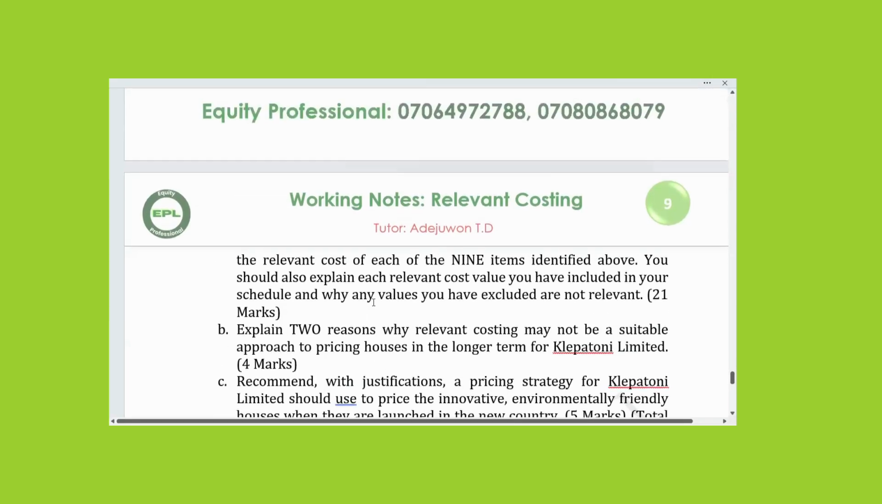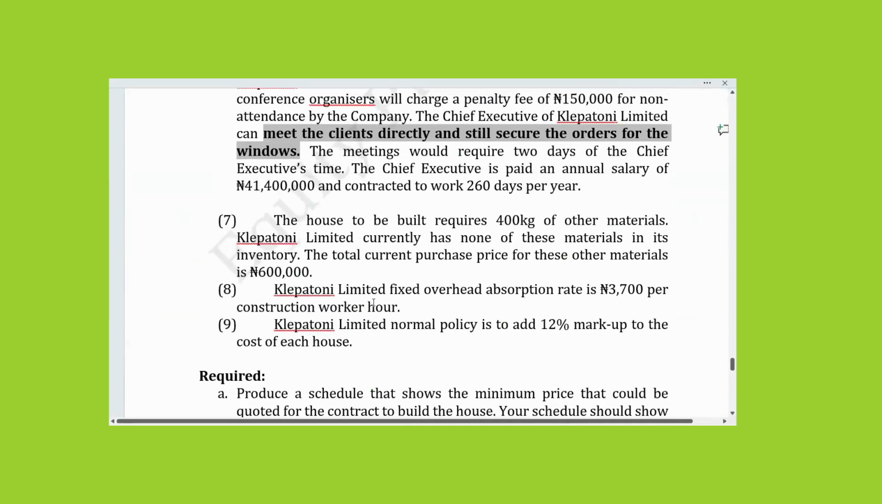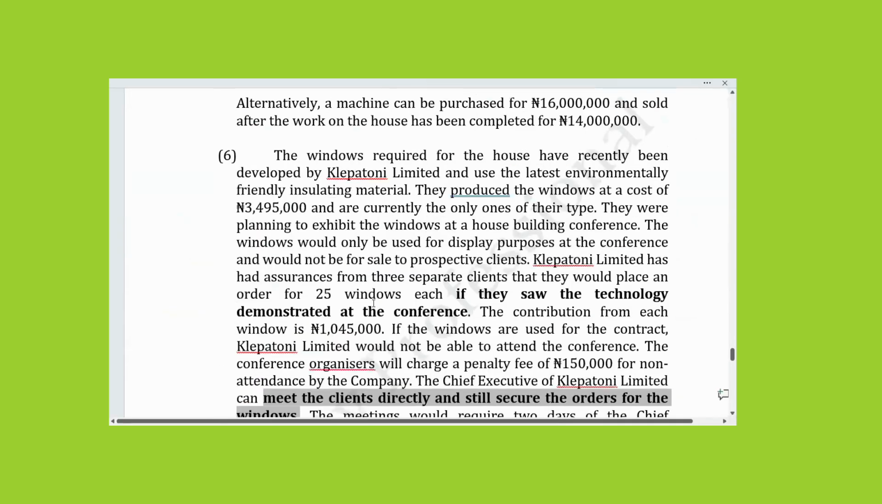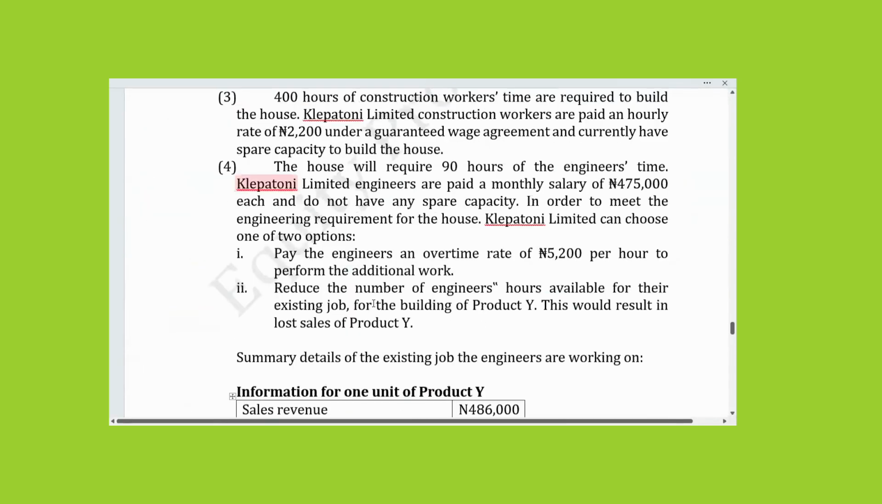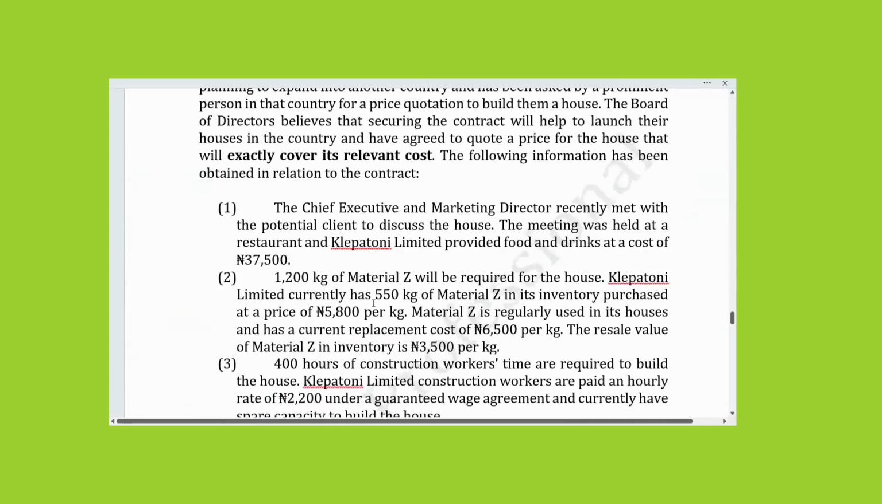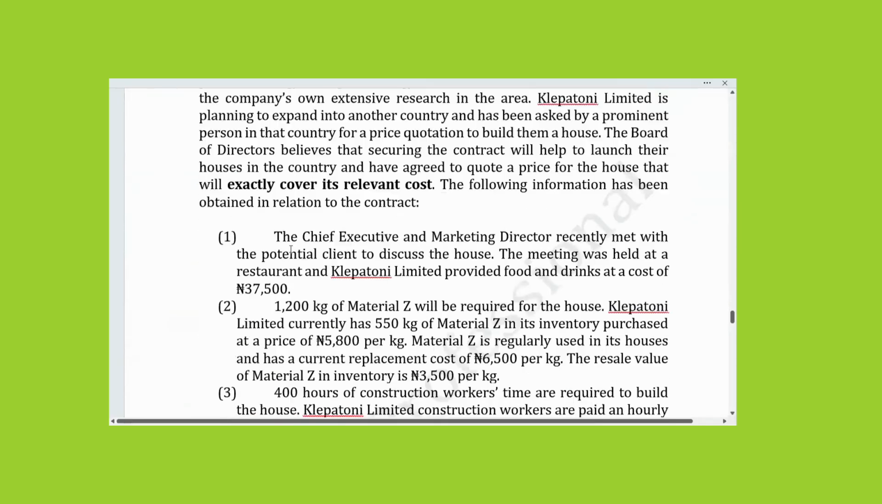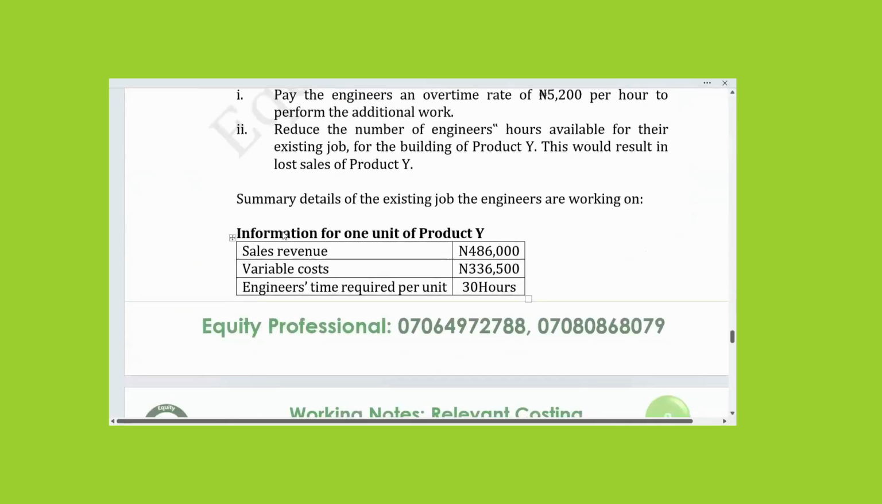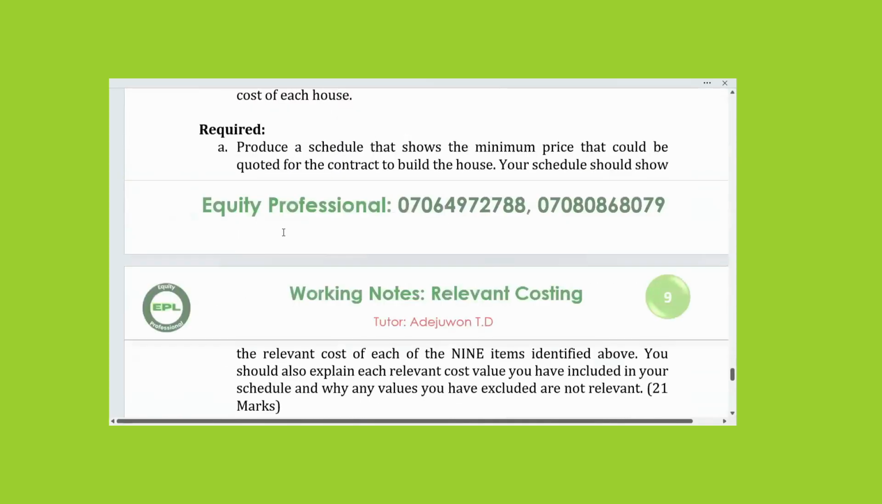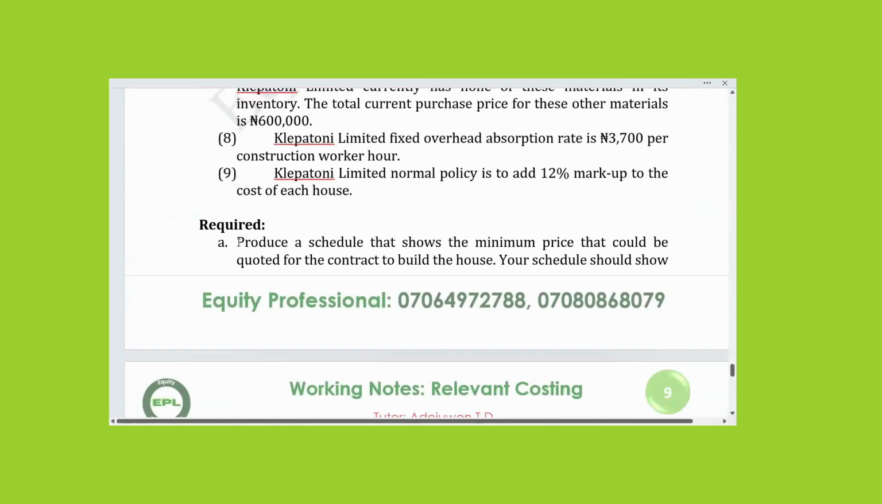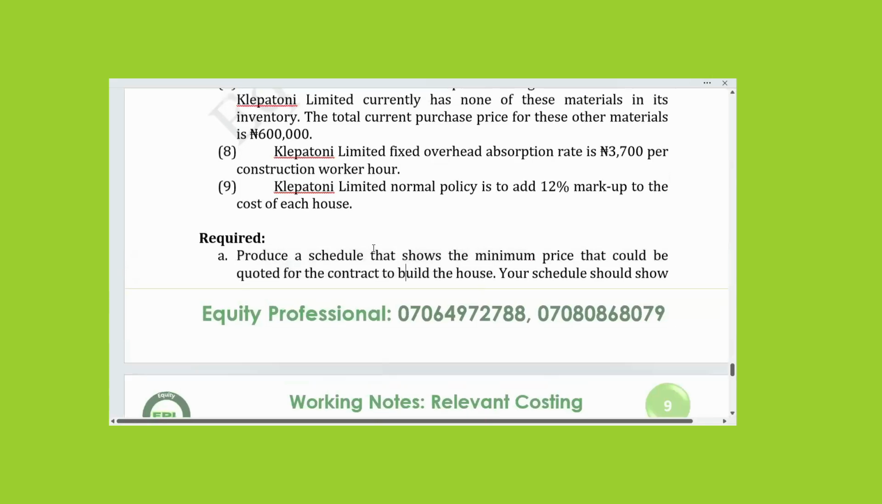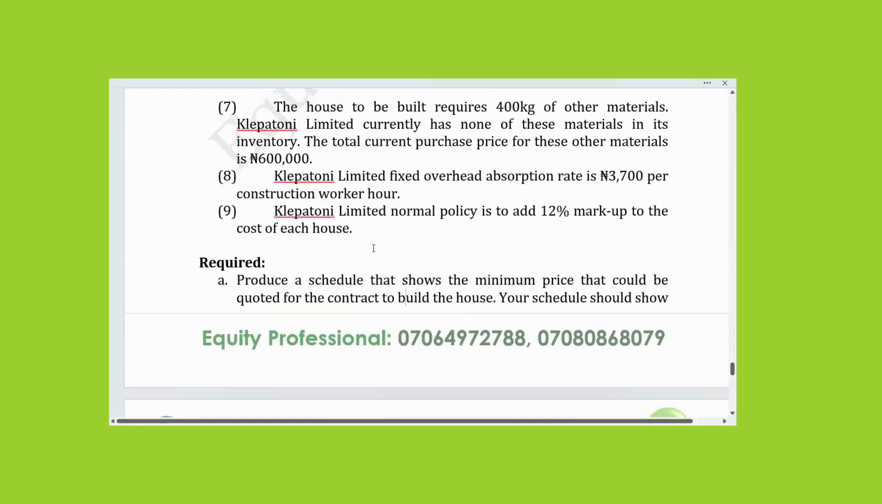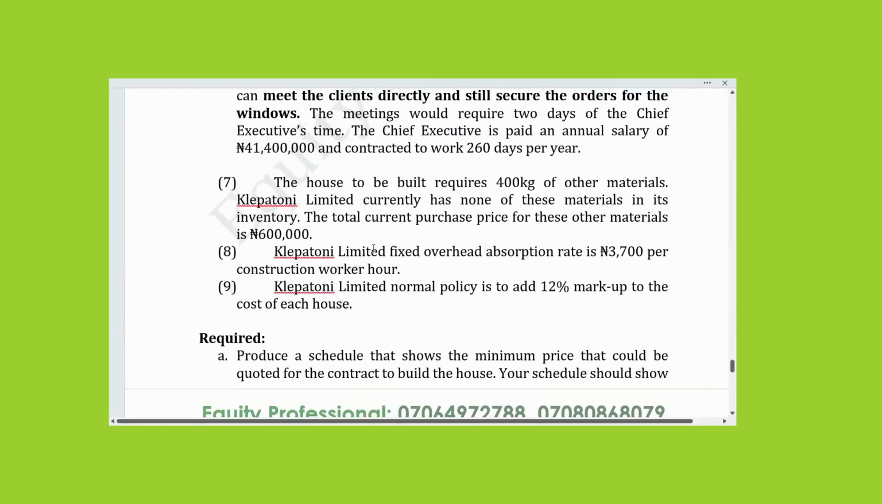Thank you very much, Gift. You can see this is a very voluminous question. And then, of course, you have to bring to bear your understanding of relevant costing principle. So the A requirement is to produce a schedule. Examiner is asking you to produce a schedule that shows the minimum price that could be quoted for the contract to build the house. You have to determine minimum price to be quoted for these contracts.